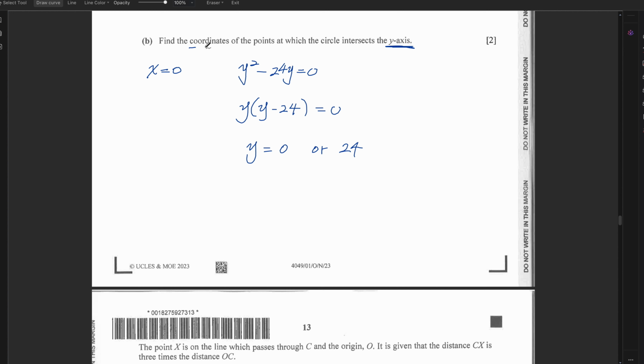Oh yeah, but then they ask for the coordinates of the points. So you got to write it. Coordinates of the points are (0, 0) and (0, 24).